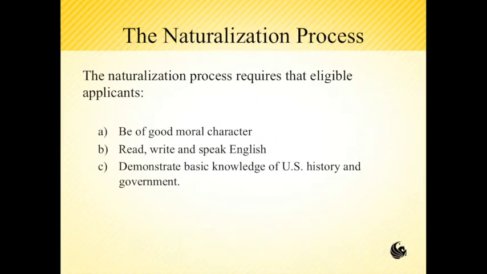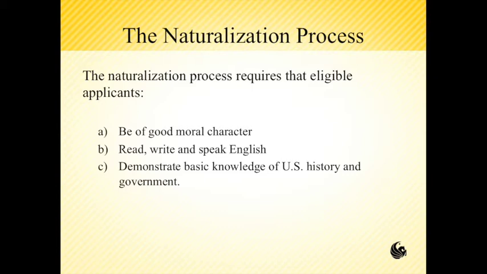Remember the steps to the naturalization process. First, you had to apply to be a resident. Then you had to apply to become a citizen. Then you had certain things you needed to do. Well, here is a list of some of the requirements that eligible applicants have to fulfill. First, remember, you need to be of good moral character. So you can't be a criminal coming from another country and then trying to become a citizen here. You need to be able to read, write, and speak English. And you need to demonstrate basic knowledge of U.S. history and government. Remember, this is done through the citizenship test.